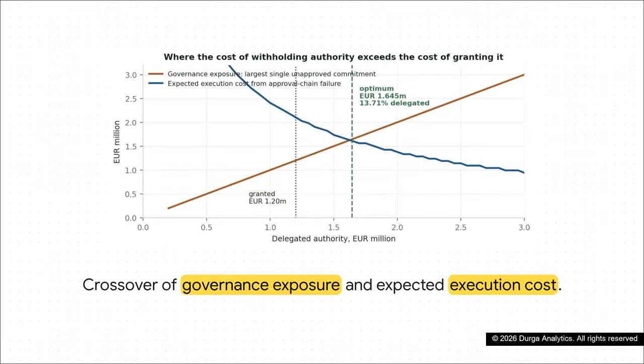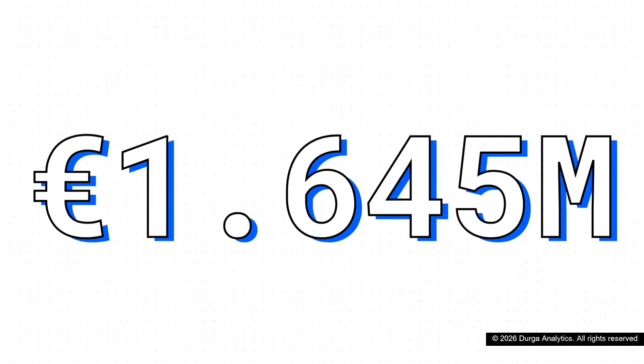And that brings us to this mathematical crossover point. On one side, you have expected execution costs from approval chain failures. On the other, governance exposure, basically the largest single unapproved commitment a trader can make. If you are to the left of this exact crossover, you are literally paying more in execution risk than you're saving in governance. So the crucial takeaway is this specific number right here, 1.645 million euros.